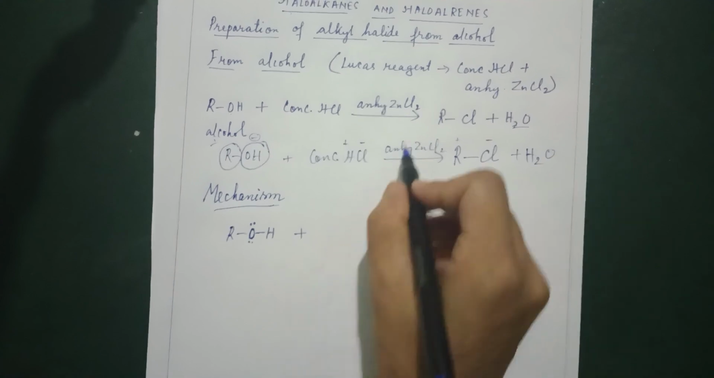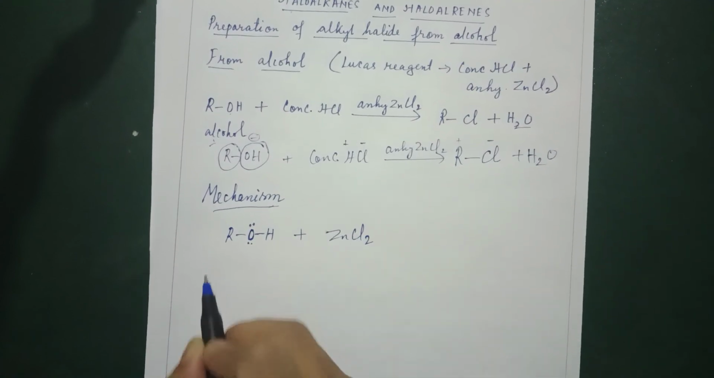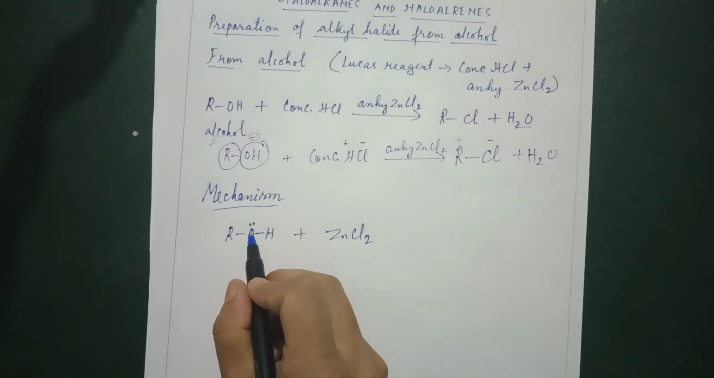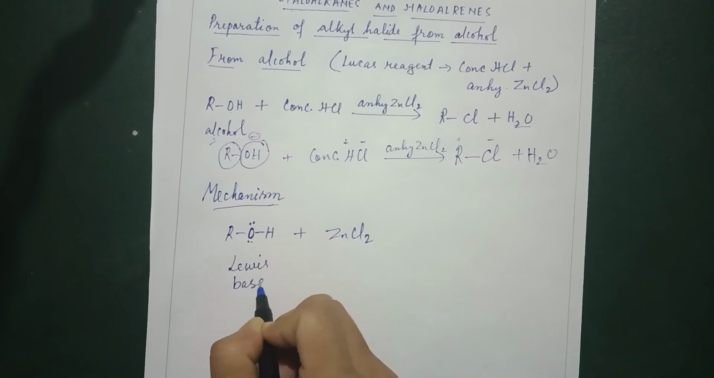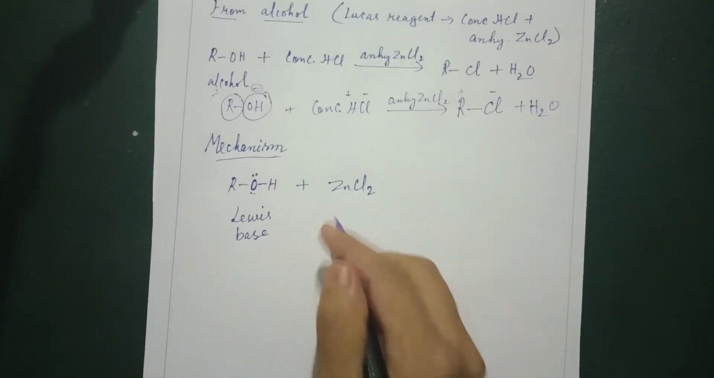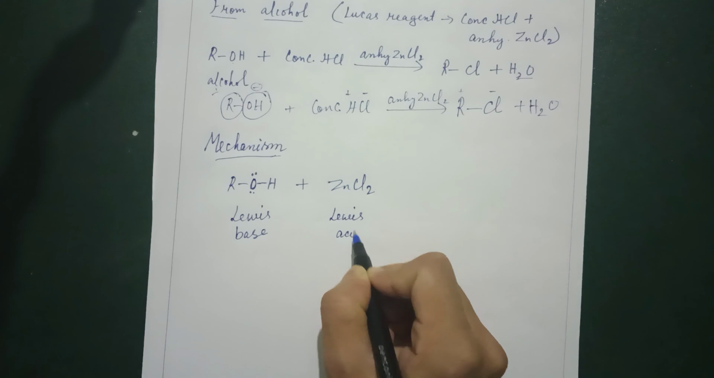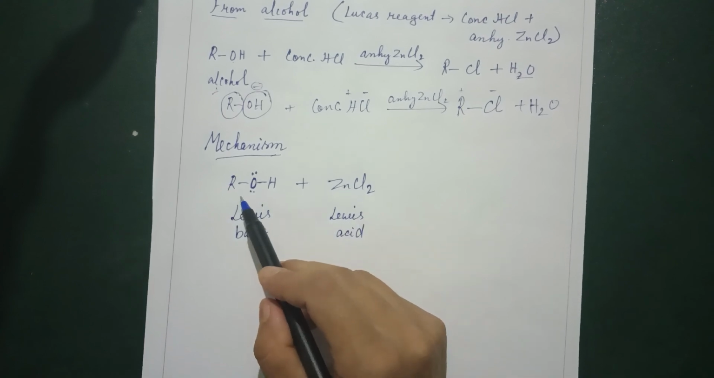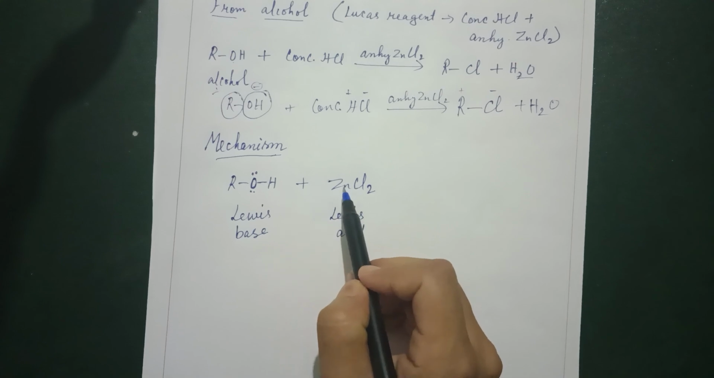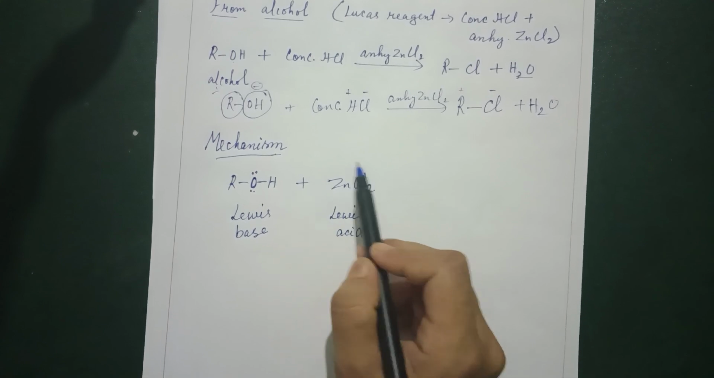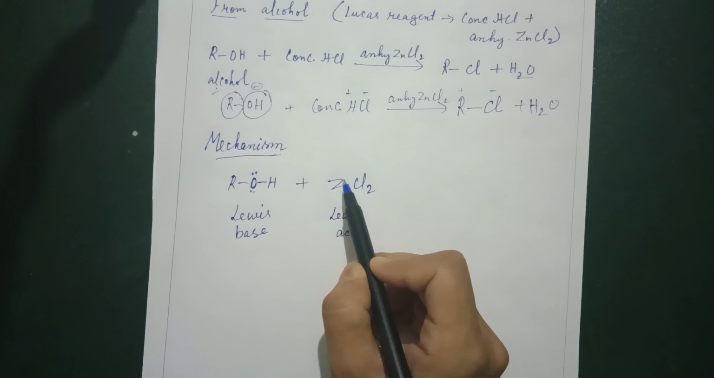And we will take this Lucas reagent, anhydrous ZnCl2. Now this oxygen-carrying lone pair will behave as a Lewis base. And ZnCl2 is deficient of electrons, so it is a Lewis acid. One is deficient, the other is electron rich. What is a Lewis base? It has the tendency to donate electrons to the electron deficient. And this has the tendency to accept because it is deficient of electrons.